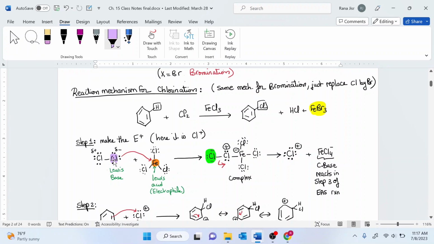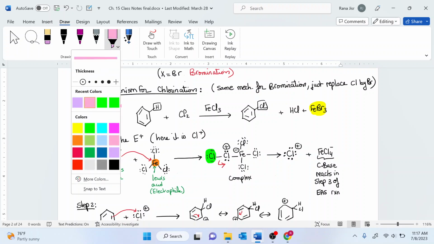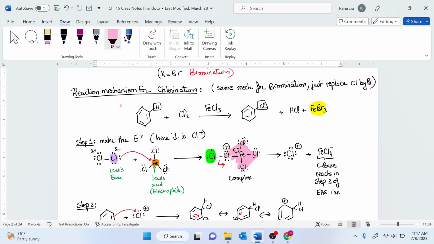Since I'm creating a complex, this chlorine over here is going to lose electrons to make a bond between the chlorine and the iron. So the chlorine will have a positive charge, and the iron will have gained enough electrons, so it will have a negative charge. This is the complex in there, and that complex has a good leaving group, and the good leaving group is all of this over here. So all of this leaving group is going to leave and you are going to end up getting your electrophile. So this is how you get the electrophile in there.